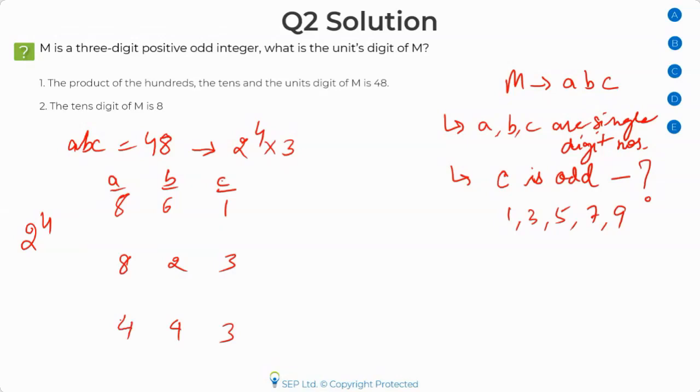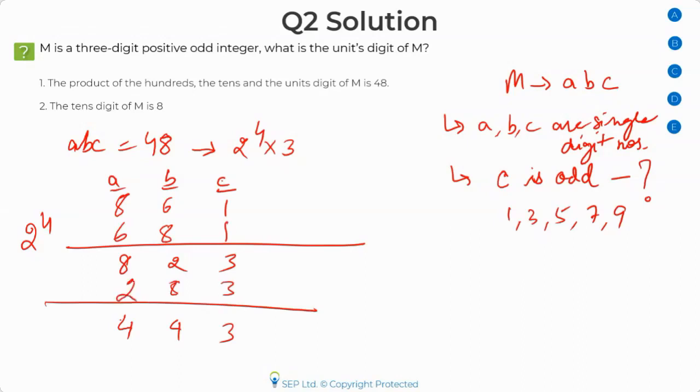Again, what you have to understand is that over here, I can have any combination of A and B, but I need to keep C constant. So for example, I can also have this number 681. Similarly, I can also have this number 283. Similarly, I can also have 4 and 4, but they are the same, so I cannot replace it. So there are a total of 5 cases which are possible. In each of these cases, the product of hundreds, tens, and units digit is 48, and the unit digit is odd. All right, so these are 5 cases which are possible.